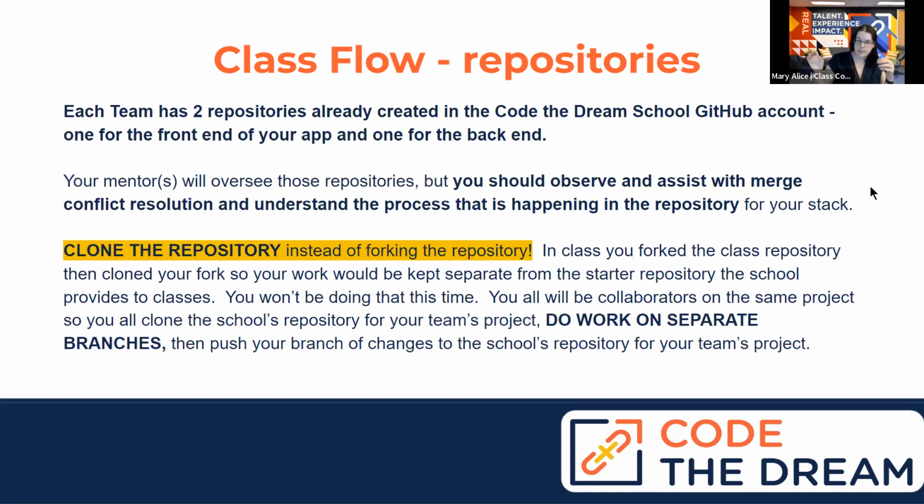The actual day-to-day flow is going to be different than what you did in class. So in class, you forked the repository first, then you cloned your forked copy. This time you're just going to clone the repository directly. So you don't need to worry about forking the repository at all. Just clone your repository directly.